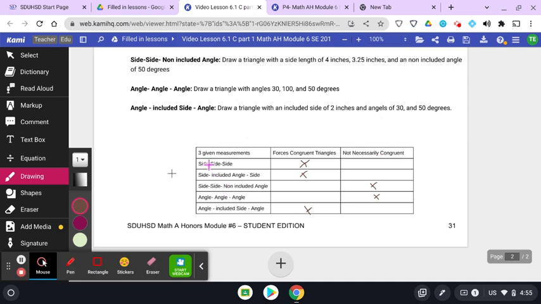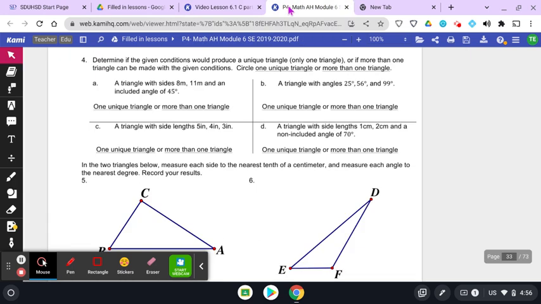We have to remember when we have side information, it's going to force congruent triangles. The side included angle side forces congruent triangles. The angle included side angle forces congruent triangles. But side not included angle and angle angle angle did not force congruent triangles. Remember, on the side not included angle, one of the sides is not locked and can swing to two different positions. Where on the angle, you can make triangles that are larger. They're similar, but not necessarily congruent. So we're going to use that information today to work on number 4.